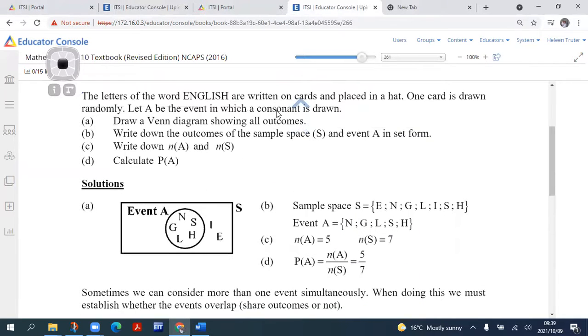A consonant: we have vowels, A, E, I, O, U. So E is a vowel and I is a vowel. So all the others are consonants. N, G, L, S, and H. So N, G, L, S, and H will be in our event. Draw a Venn diagram showing all the outcomes.